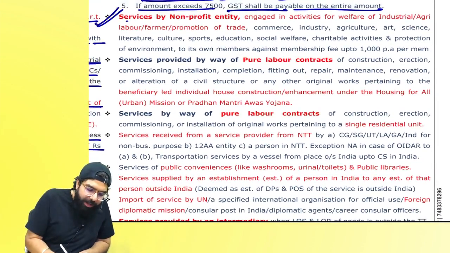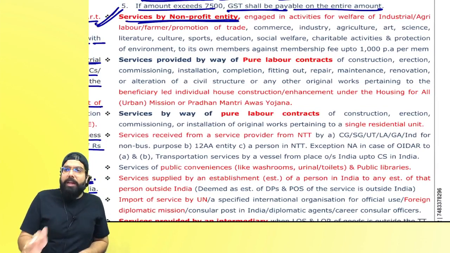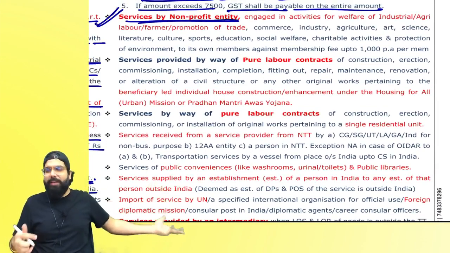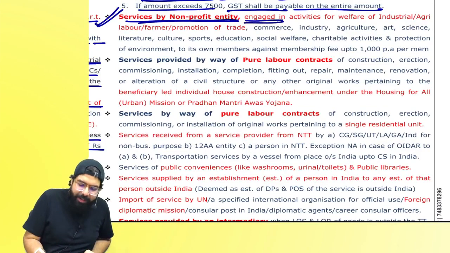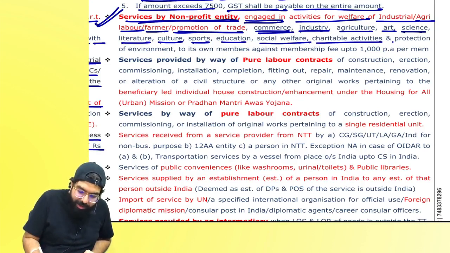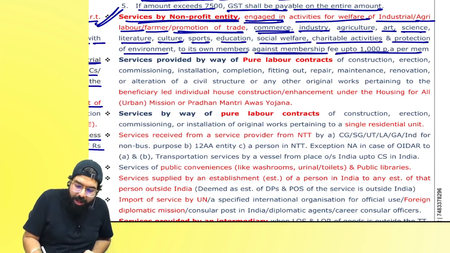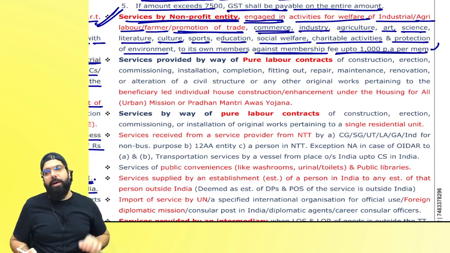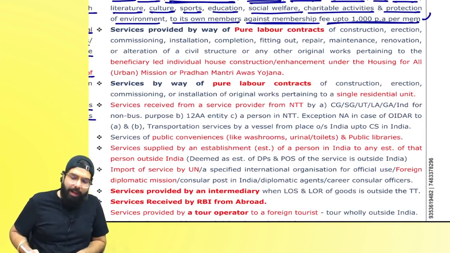The next one is, if there is a non-profit entity providing services, and the non-profit entity is engaged in activities for welfare of industry or agricultural labor, farmers, promotion of trade, commerce, industry, agriculture, art, science, literature, culture, sports, education, social welfare, charitable activity, protection of environment, to its own members against a membership fee up to 1,000 per month per member, then also their services will be exempted.